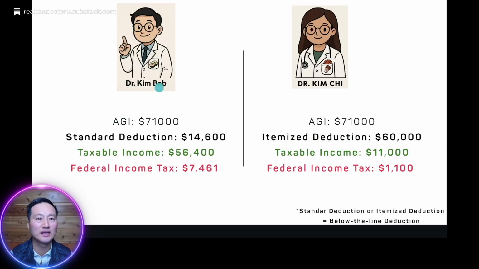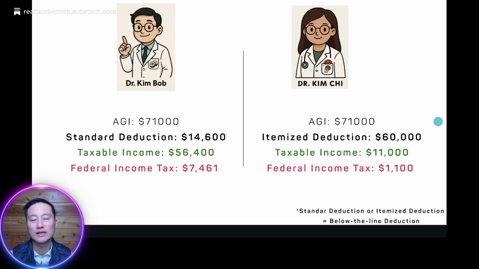Since Dr. Kimbap took the standard deduction, his taxable income came out to be $56,000, and his federal income tax bill was close to $7,500. Meanwhile, Dr. Kimchi was able to take $60,000 in itemized deduction, which reduced her taxable income to just $11,000. As a result, her tax bill was just over $1,000.